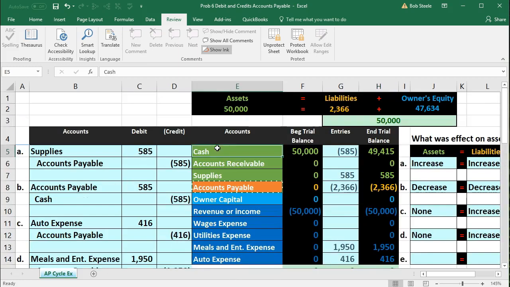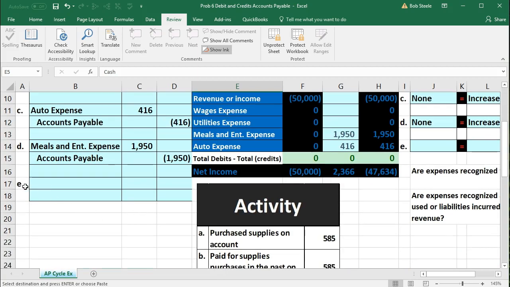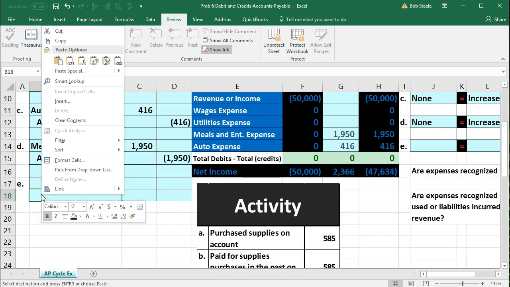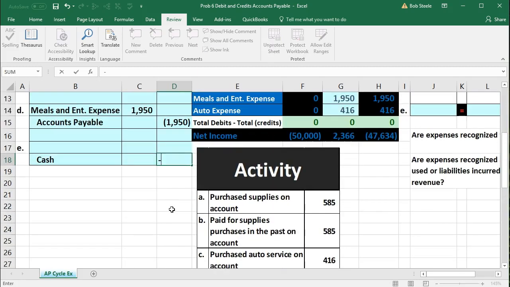So cash has a debit balance. We need to make it go down. Therefore, we're going to do the opposite thing to it, which in this case is a credit. So I'm going to copy cash. I'm going to put that on the bottom. So here's E. I'm going to put it on the bottom in cell B18. Right click, paste 1, 2, 3. I'm going to double click before that C, space 3 times, and enter. I'm going to put it in the credit column. We're going to put it in the credit column D18. It's going to be a negative 416, and enter.